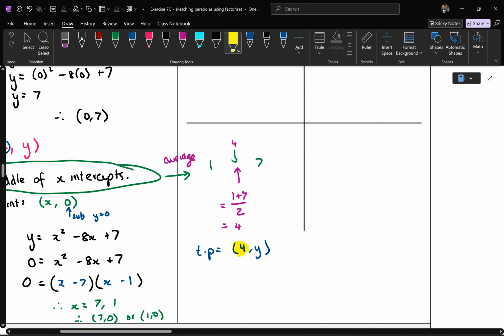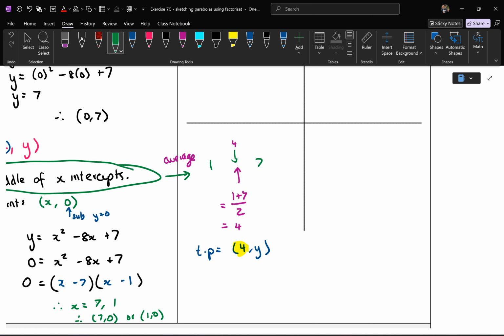So now we know we found the average of the intercepts, and we know that the x-coordinate of the turning point is 4. So I said to you, well, once you find the x, how do you find the y? What do you do, Sanvi? What do you do now that you know the x-coordinate? How do I find the y-coordinate? Very good. In this case, you don't sub 0, you sub x equals 4. So you sub x equals 4 into the equation.